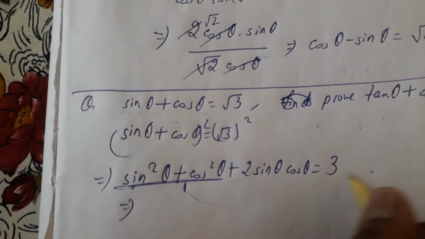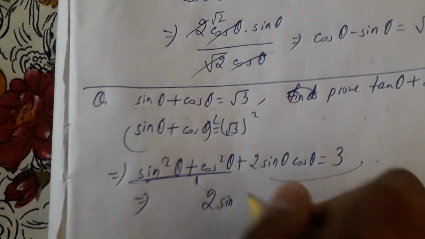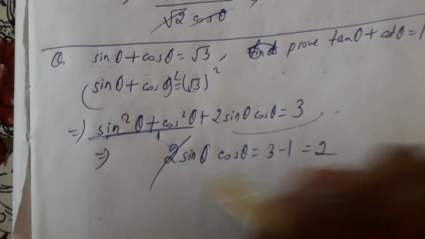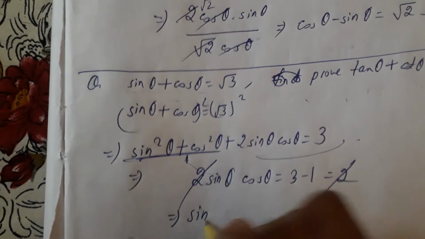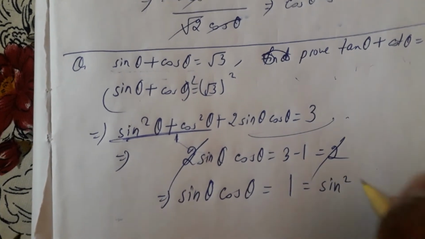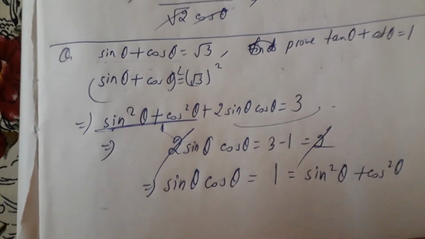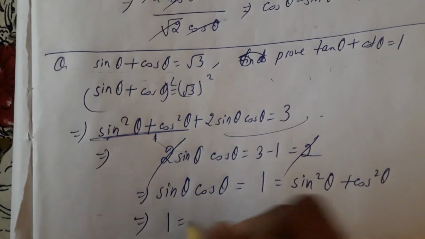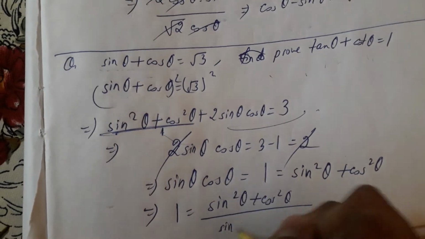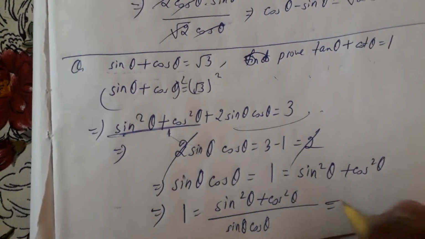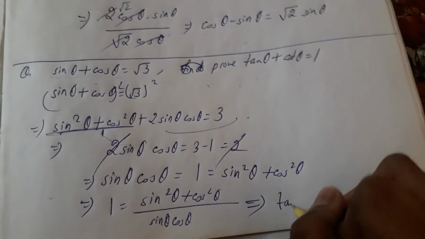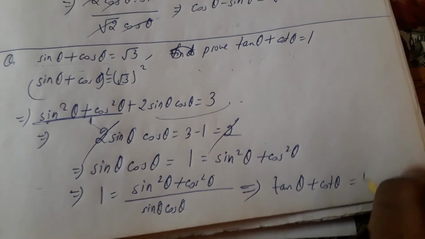So if you take 1 in this way, then you will get 2 sinθ cosθ equals 3 minus 1, which equals 2. Now see, these two will be cancelled out. Now write sinθ into cosθ equals 1, and you know sin²θ plus cos²θ equals 1, isn't it? Now write 1 equals sin²θ plus cos²θ divided by sinθ cosθ. Now after taking LCM, separate it, then you will get tanθ plus cotθ equals 1.